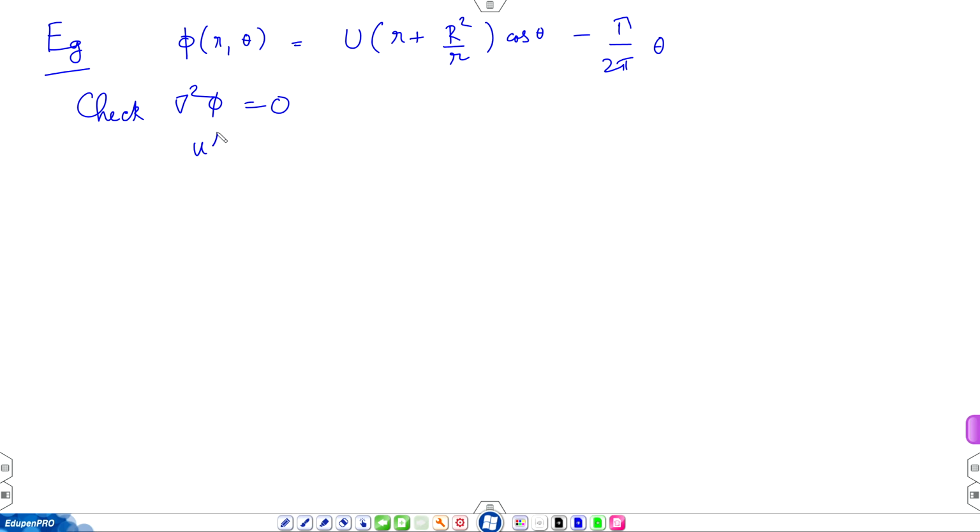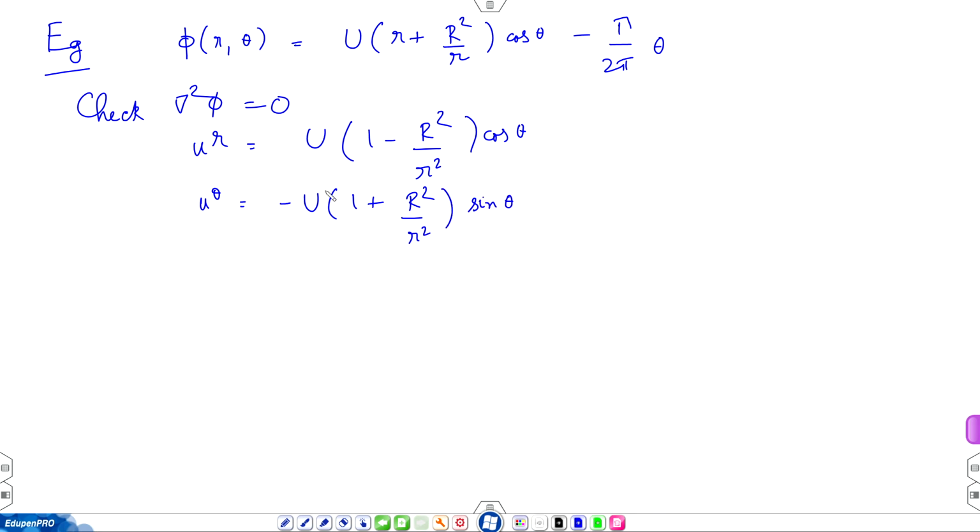So, here u r will be u times 1 minus R square over r square times cos theta, just differentiating with respect to r, and the second term does not have any r. And u theta will be minus u times 1 plus R square over r square times sin theta, that is the first term, minus the second term will be the derivative with theta divided by r. This is u theta.